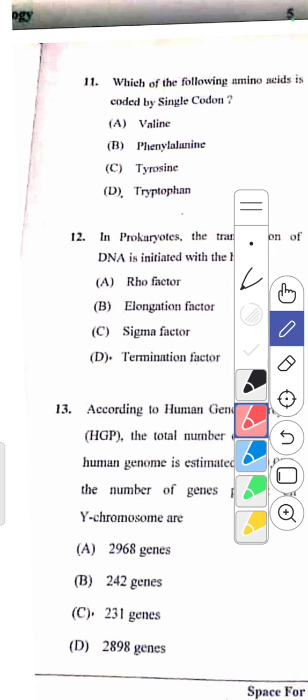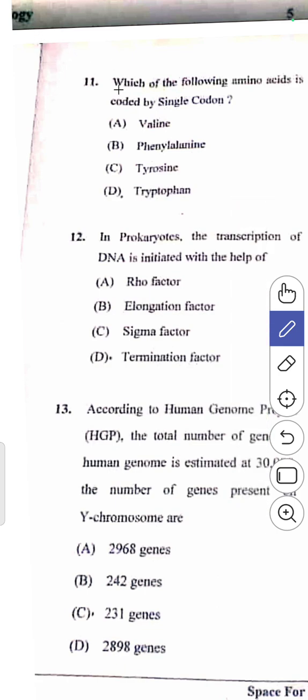So read out the next question. 11th, which of the following amino acids is coded by a single codon? These triplet codons have many different properties, where a single amino acid may be coded by a single codon, or the amino acid might be coded by many different codons. So here they are asking regarding the amino acid coded by a single codon.